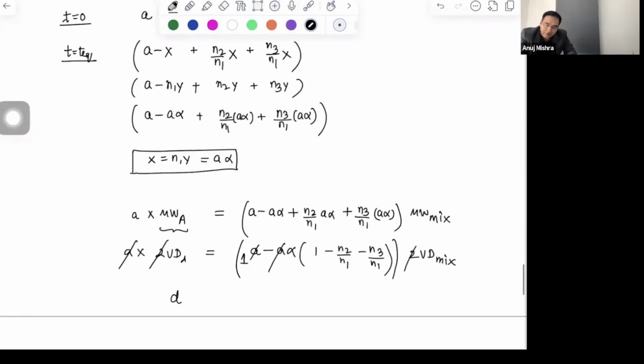So how many understand that D will be coming as D upon D prime? This was D, this was D, and this was D prime. As per our old notation, is coming as 1 minus alpha times 1 minus N2 by N1 minus N3 by N1.